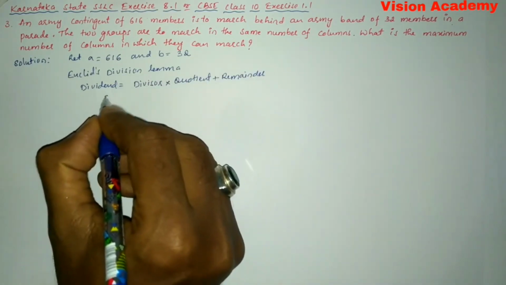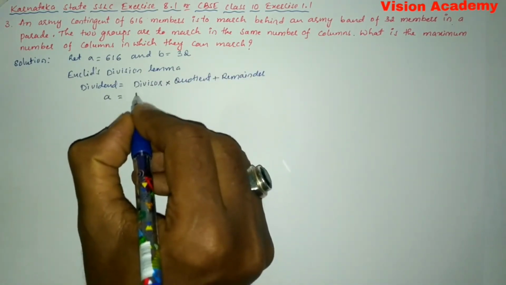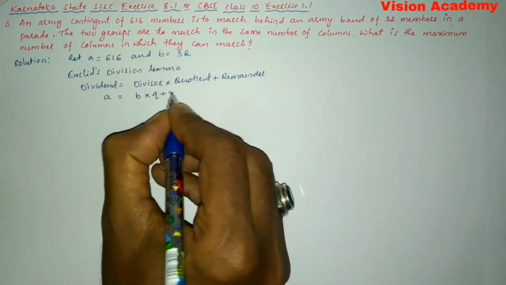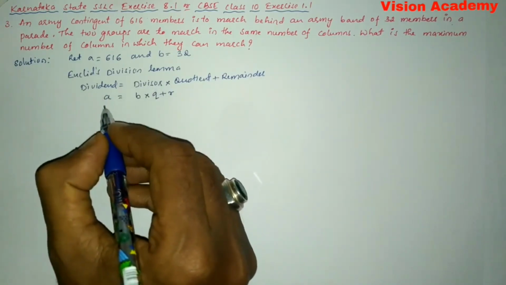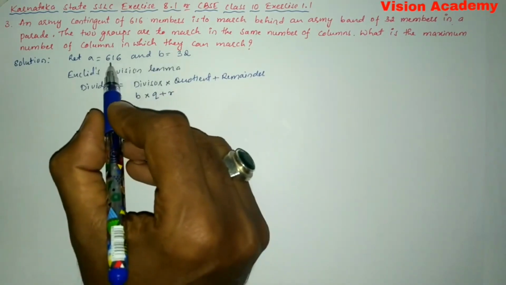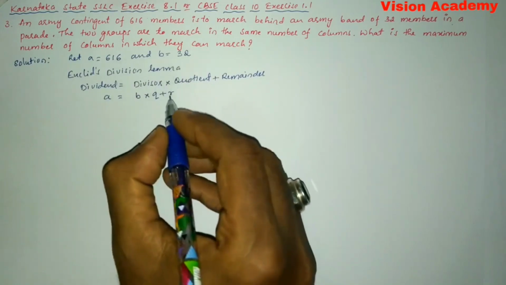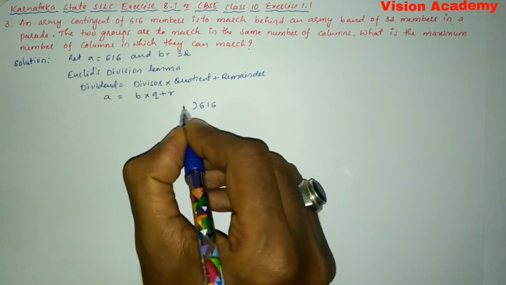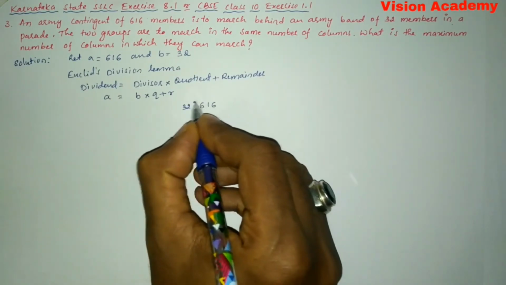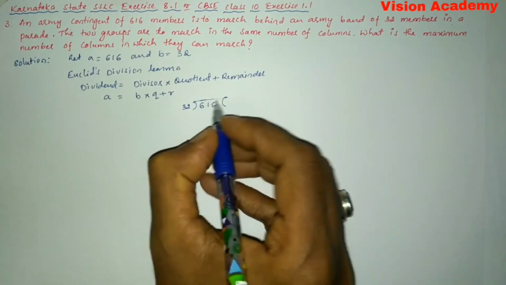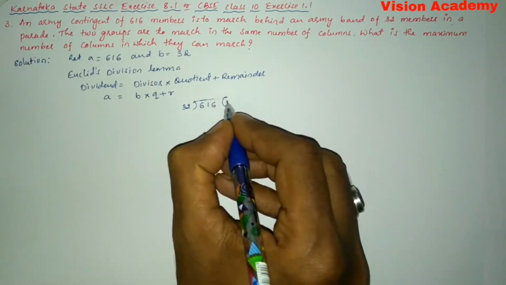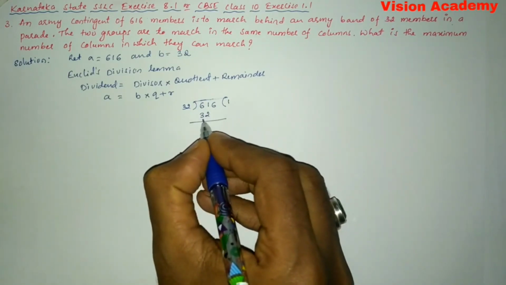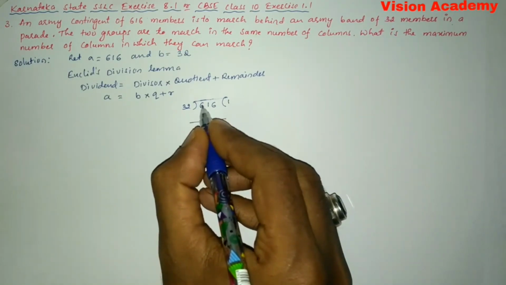Here the dividend can be written as a, the divisor is b, into quotient q plus remainder r. Now let us divide 616 by 32. Here we will write 616 and divide this by 32. Let us write 32 ones. Here we will write 32, and now let us subtract 32 from 61.